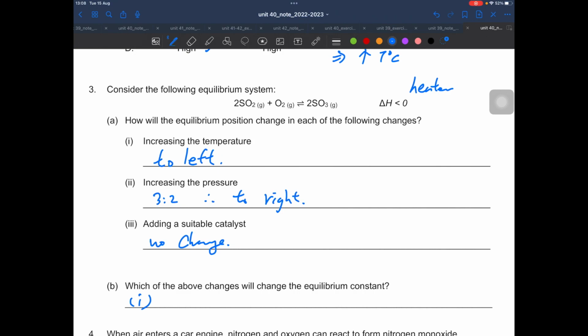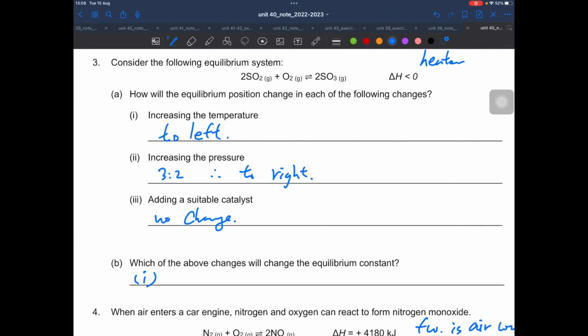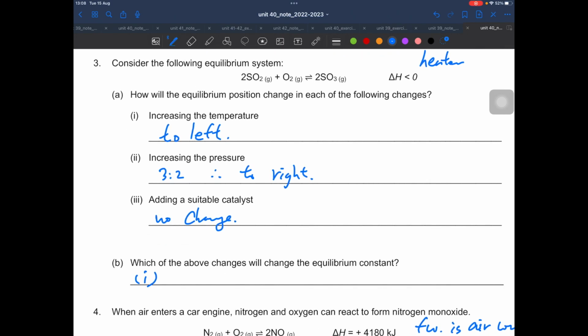The second one is, what about increasing the pressure? So you can see 3 to 2. So increased pressure prefers fewer molecules. That is, the equilibrium position shifts to the right.